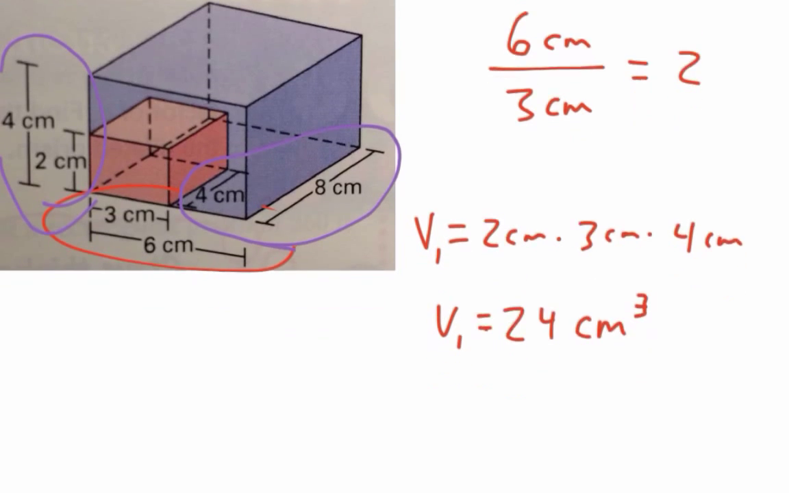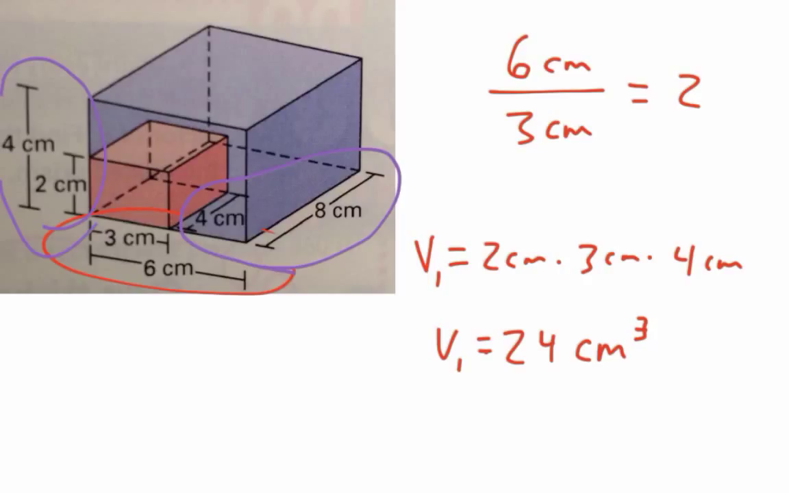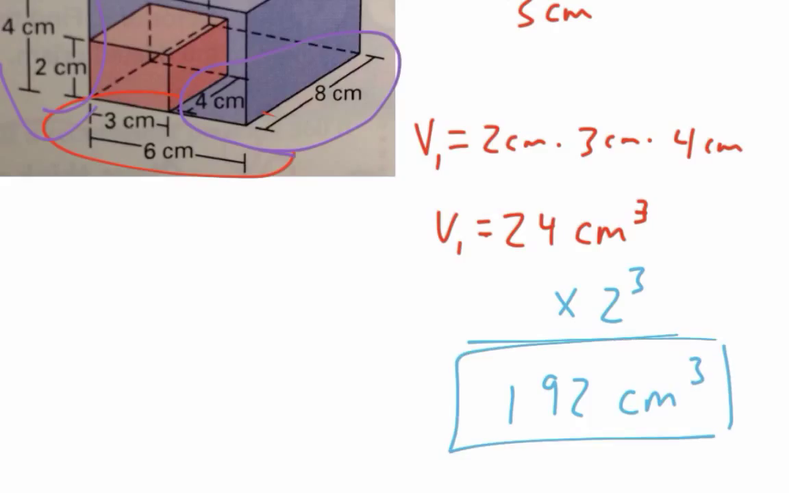Well, if you wanted to figure out what that's going to be for the blue one without actually doing the math, if the blue one's twice as big in all 3 dimensions, we'd have to multiply by 2 to the third. So the blue one would just be that times 2 to the third, or 24 times 8, which ends up being 192 cubic centimeters. So we found the scale factor, but then we also kind of went on and did the last thing.